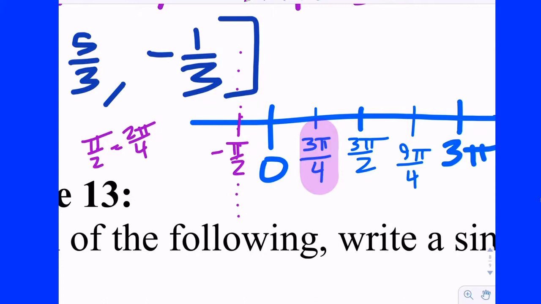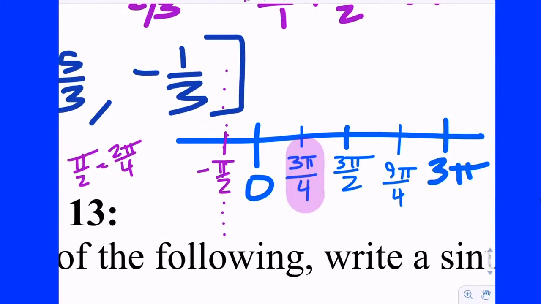What happens to 3 pi fourths when I subtract pi halves? Well, what's 3 pi fourths minus pi halves? It's the same as 3 pi fourths minus 2 pi fourths, which is what? 1 pi fourths. 1 pi fourths is positive, so it's going to be right there. And that's really all you need.